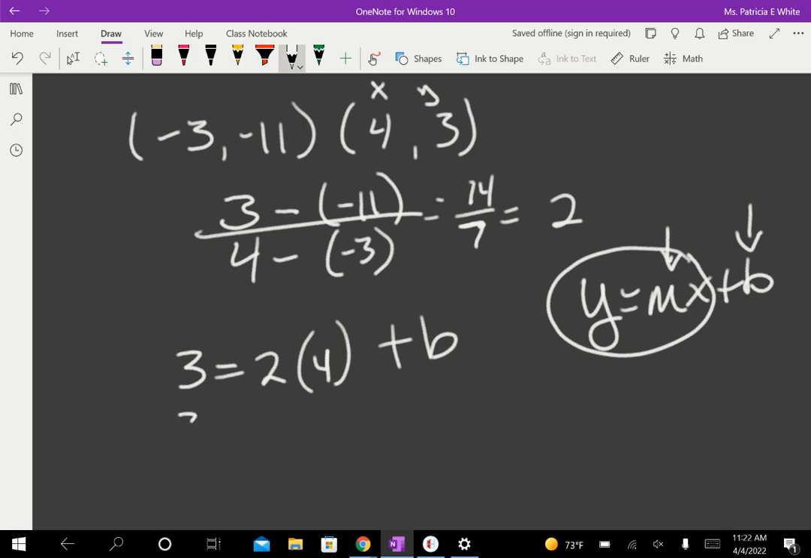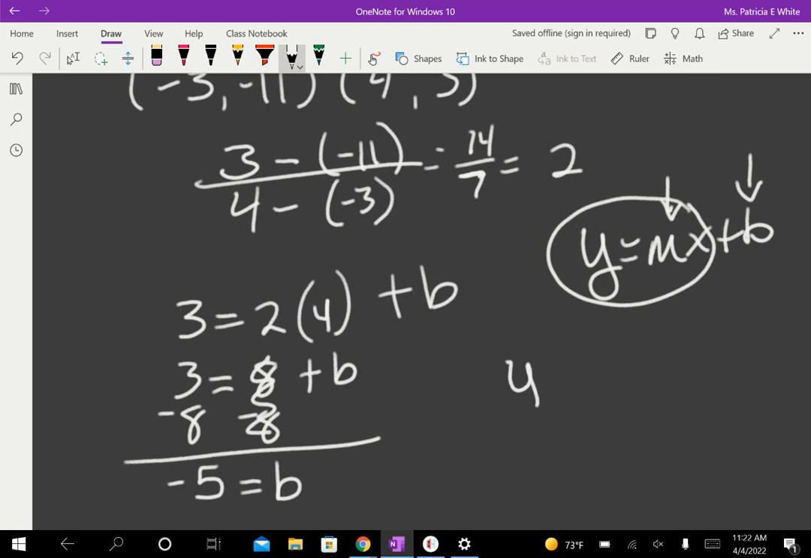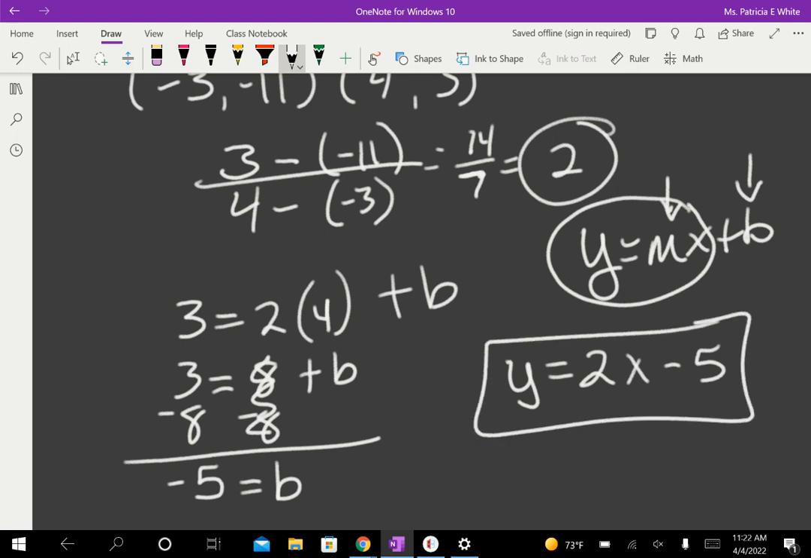2 times 4 is? All right, solve for b. One step equation. How do I get b alone? All right. So that's gone. What's b equal to? Yeah. So what's my equation? Y equals, what's m? Times x. And what's b? Minus 5. That's the second step. That's my final answer, writing the equation of the line.